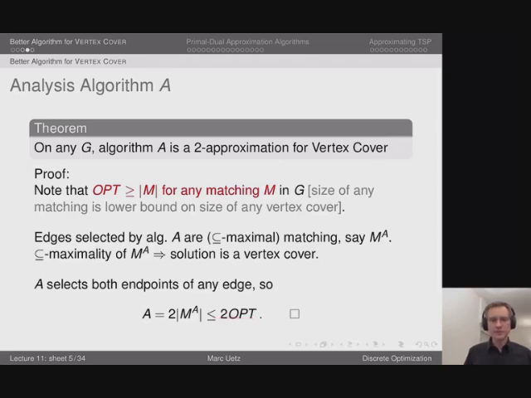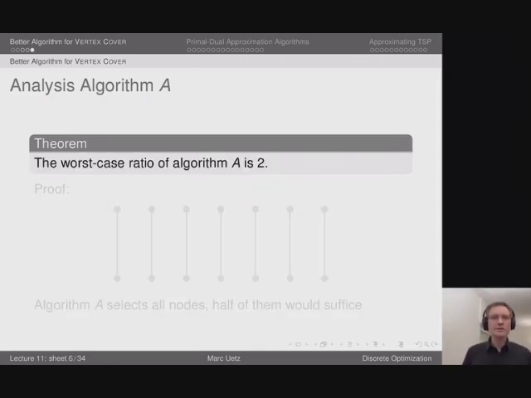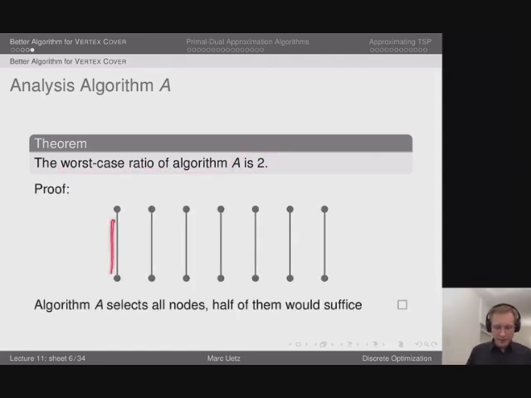performance guarantees. Just as a side remark, there exist instances where this approximation ratio of 2 is actually achieved. So the analysis is tight in the sense that there exist problem instances where the algorithm is also not better than twice the optimum solution. And you already see the example here. If the graph is just an independent set of edges, the algorithm would select all of them and always select both endpoints, and then we would have twice the necessary vertices selected in comparison to the optimum solution.